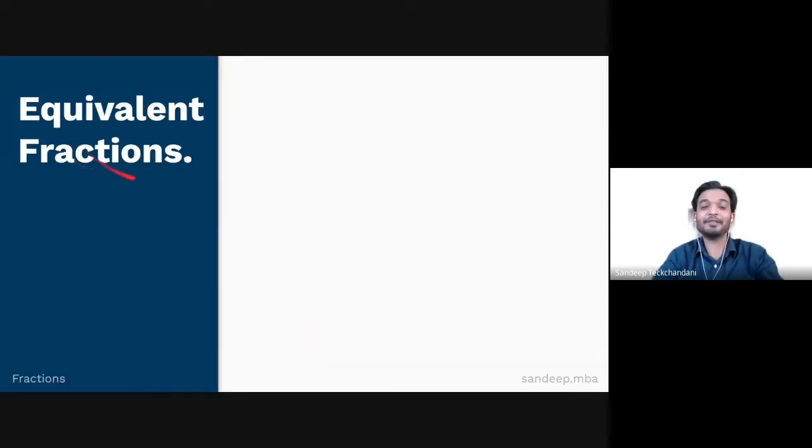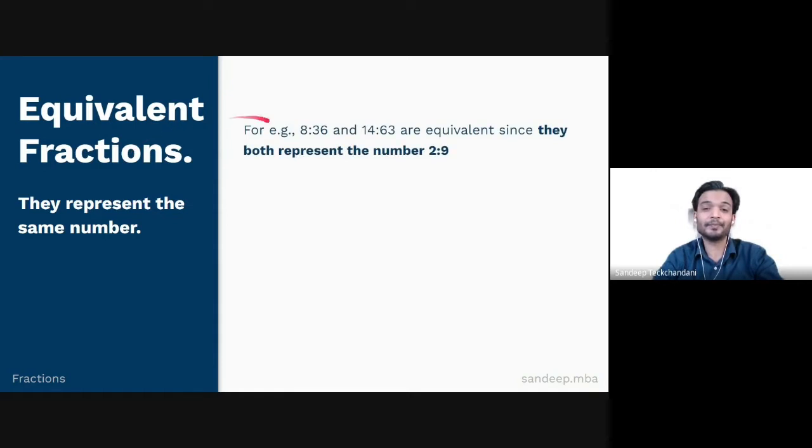In this slide, we will study what are equivalent fractions. Equivalent fractions represent the same number. Let me illustrate this point with the help of an example. 8 is to 36 and 14 is to 63 are equivalent fractions since they both represent the number 2 is to 9. We know that 4 times 2 is 8 and 4 times 9 is 36. Therefore, 8 is to 36 represents the number 2 is to 9.